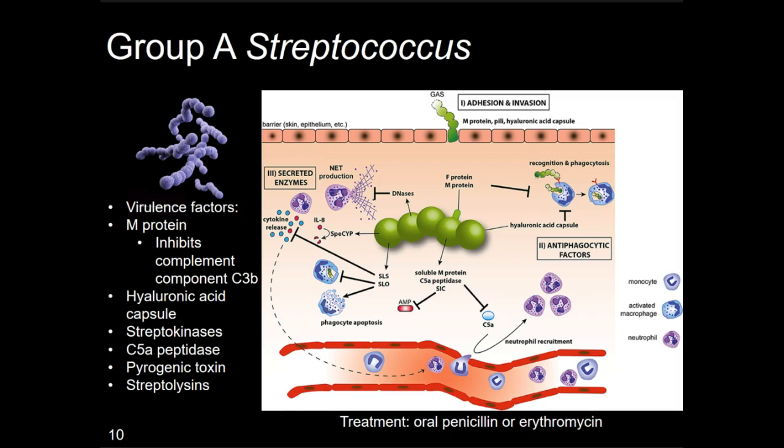Treatment for a group A Streptococcus infection includes oral penicillin or erythromycin. We're pretty lucky at this point that group A Streptococcus has not developed the multi-drug resistance that Staphylococcus has, and so we are able to treat many of these infections with penicillin.